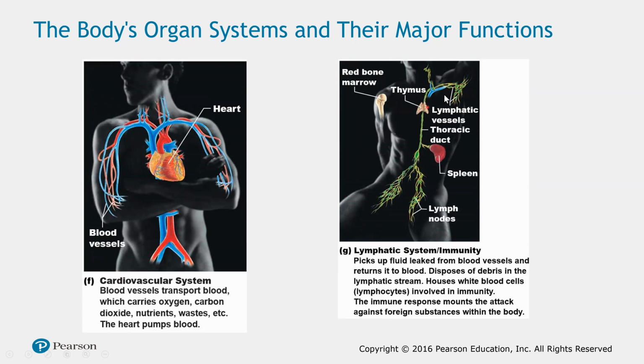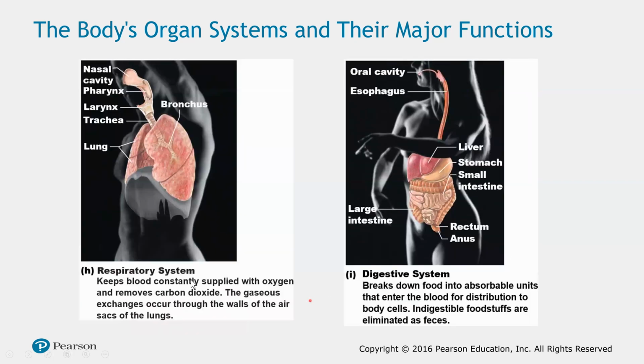And we have the thymus, we have lymphatic vessels, lymph nodes. It picks up fluid leaked from blood vessels and returns it to the blood, disposes of debris in the lymphatic stream, houses white blood cells, lymphocytes involved in immunity. The immune response mounts the attack against foreign substances within the body. Respiratory system, where we have the nasal cavity, pharynx, larynx, trachea, lungs, bronchi, bronchioles. It keeps blood constantly supplied with oxygen and removes carbon dioxide. The gas exchange occurs through the walls of the air sacs called alveoli of the lungs.